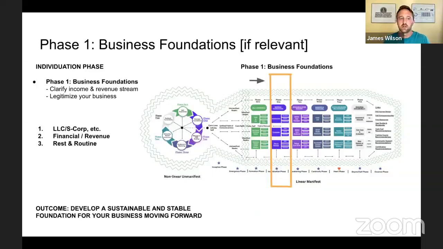Phase 1, legitimizing your business. Are you properly set up with an LLC, S Corp, or equivalent? What does the financial picture look like? How are we going to increase your revenue over time? And then rest and routine.